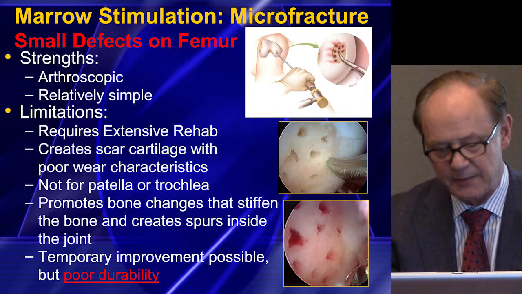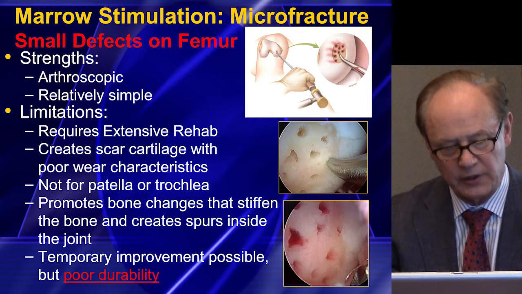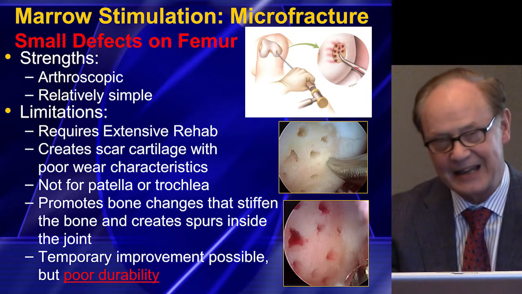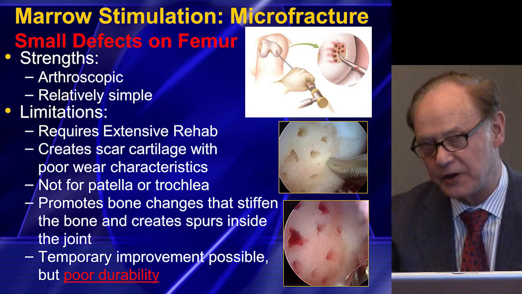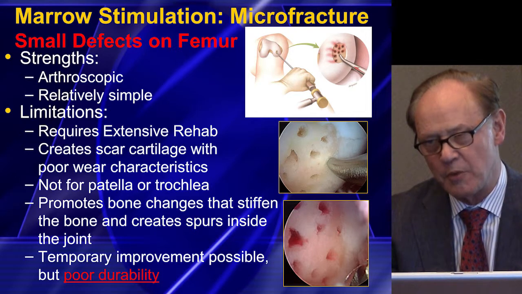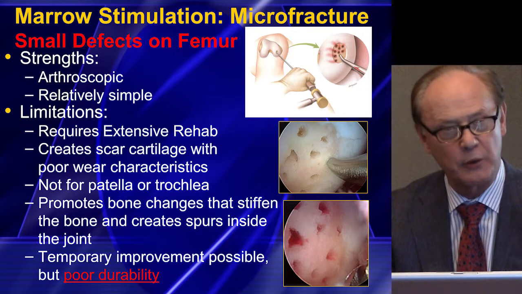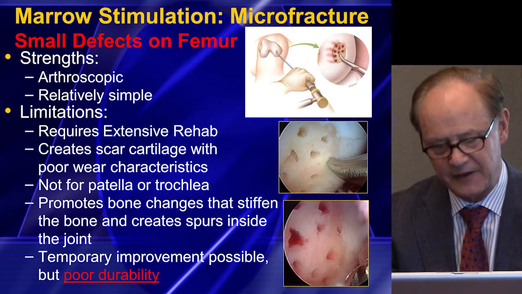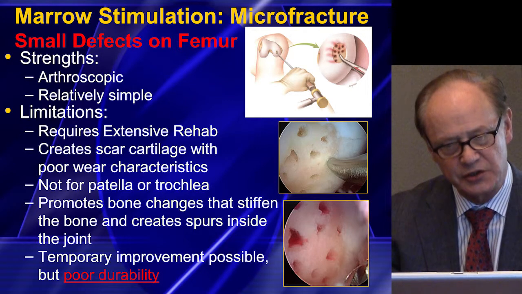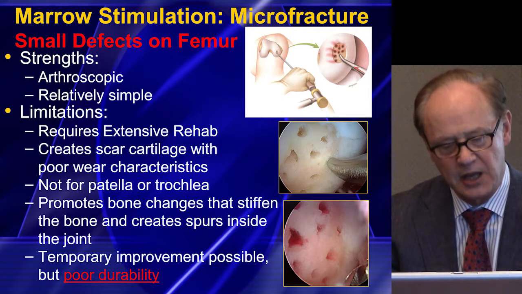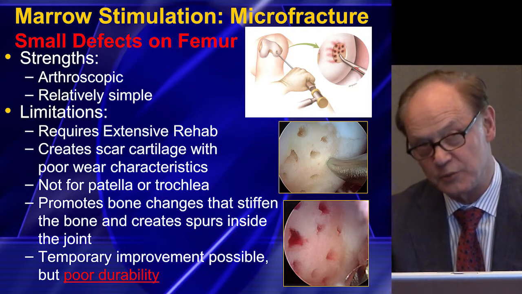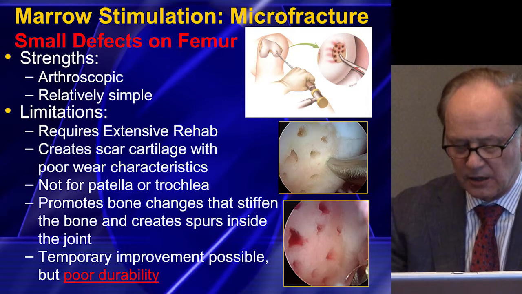It's also not the best treatment for the kneecap or the trochlea, as I mentioned before, and in about 30% of the cases, it can promote changes in the bone where the bone actually makes a spur right in the middle of the joint. It's called an osteophyte, an intralesional osteophyte. Again, for small lesions, it does provide temporary relief, but the prospects for long-term durability are unfortunately poor.